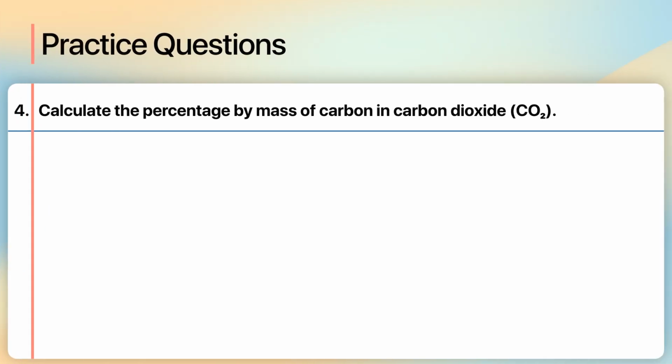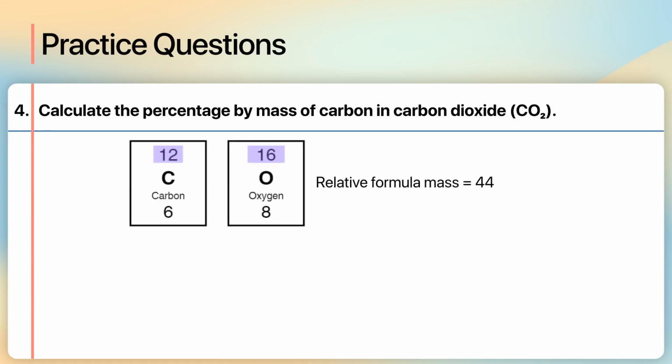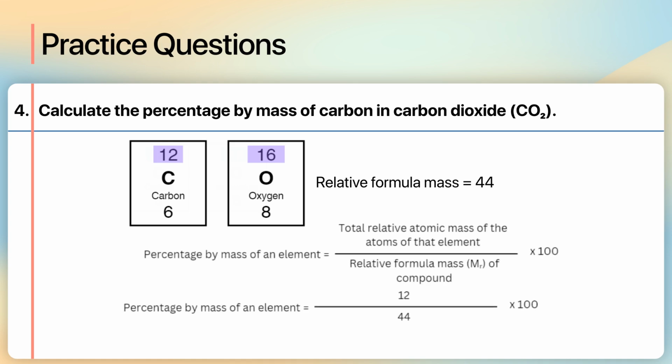Now, let's calculate the percentage by mass of carbon in CO2. We have the relative formula mass of CO2 from our previous question. We need to recognize that there is only one atom of carbon in the formula CO2. Therefore, we can put 12 divided by 44 multiplied by 100, which equals 27.27, which is approximately 27.3%. These examples clearly demonstrate how to calculate the percentage by mass of an element in a compound. By following the steps, you can tackle any similar GCSE level questions with confidence.